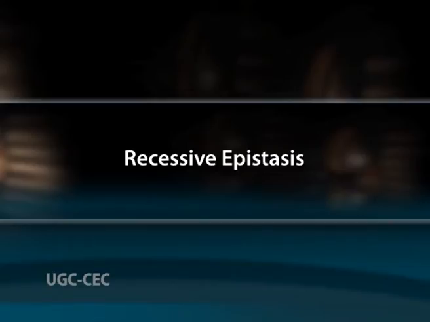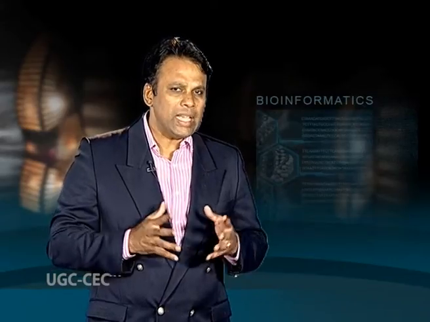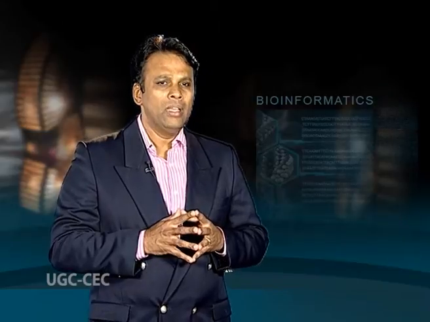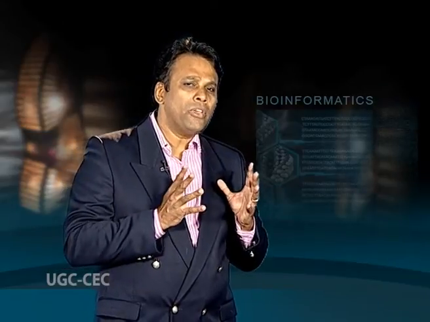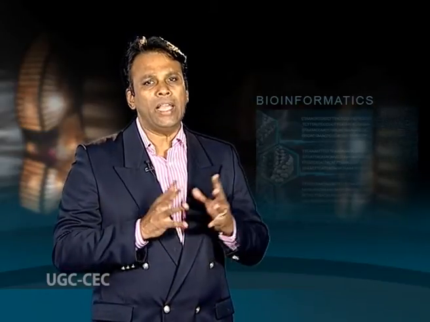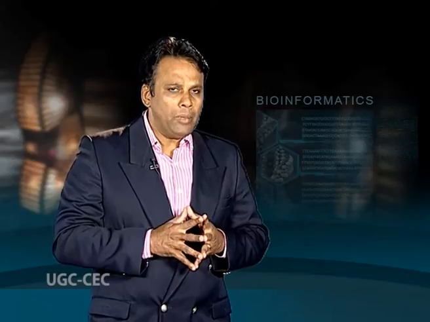Now, let us see about recessive epistasis. In recessive epistasis, the recessive alleles of one gene locus, small a, mask the action or phenotypic expression of alleles of another gene locus, wherein the genotype can be capital B, capital B small b or small b alleles.